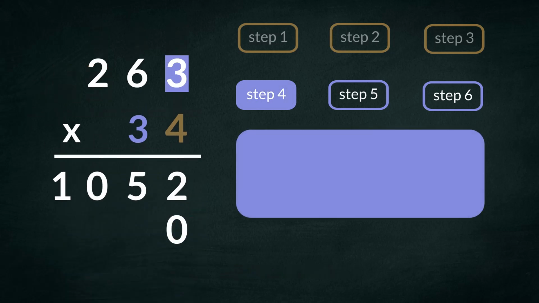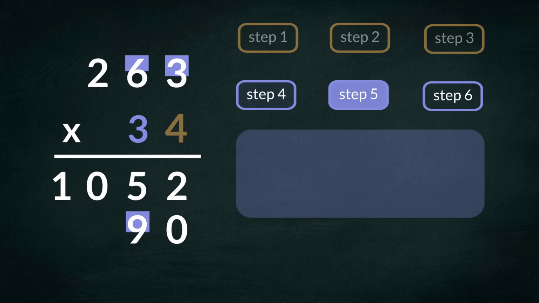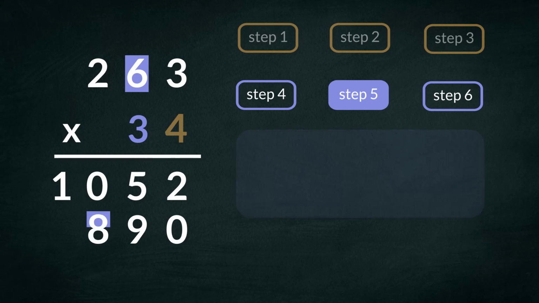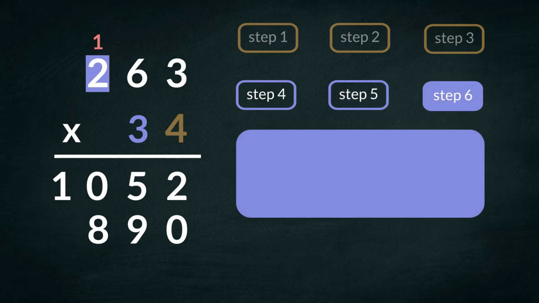In step 4, we have 3 times 3 equals 9. No need to carry anything here since it's a one-digit result. In step 5, we have 3 times 6 equals 18. Now this 1 needs to be carried over to the next column. Lastly, in step 6, we have 3 times 2 equals 6, and 6 plus the extra 1 equals 7.